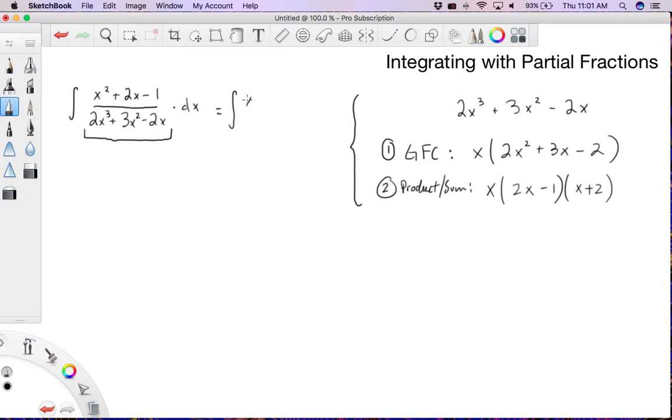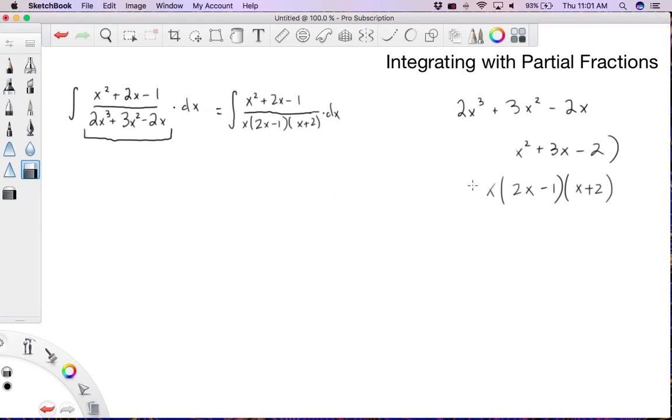So we have the integral of x squared plus 2x minus 1 over x times 2x minus 1 times x plus 2, all times dx. I'm going to erase some of this stuff now, so we don't need it anymore.